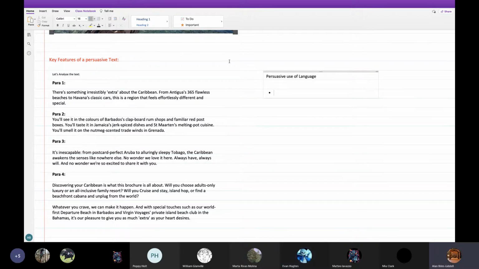Right, so yeah, we can see 365 beaches is a lot, isn't it? You've got one for each day of the year and one left over. So yeah, it can use facts and figures to impress. So we've got the 365 beaches.